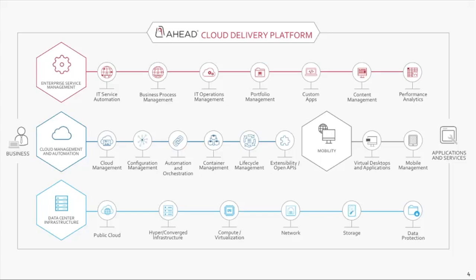The third pillar and third tier of our cloud delivery platform is around mobility, and the Amazon WorkSpaces solution falls within this mobility practice area. It's the blend of virtual desktops and applications and leveraging public cloud benefits to provide desktop services to our customers.